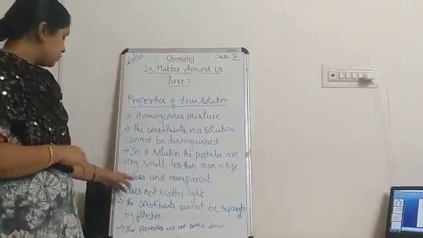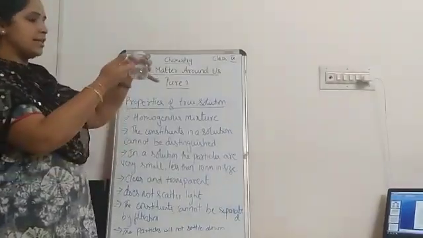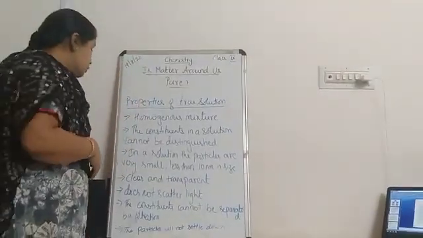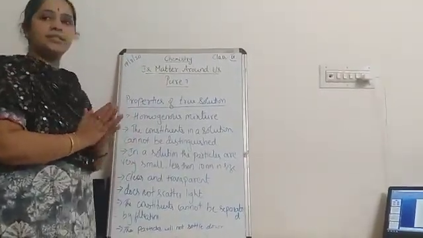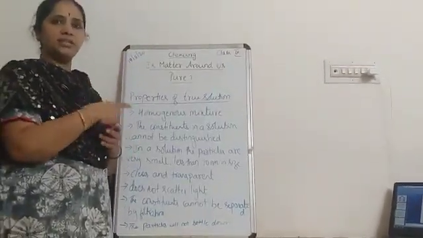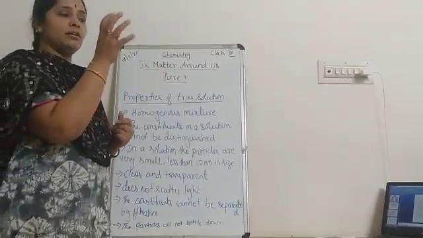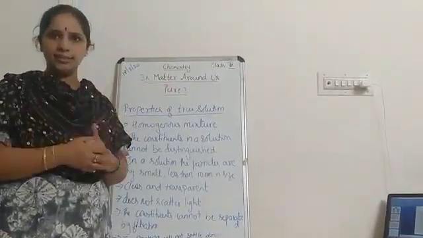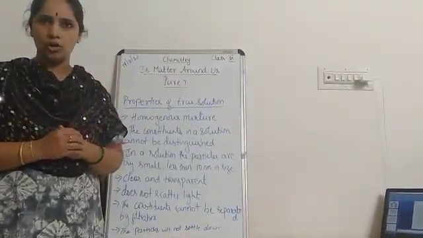Coming to the next one, as you can see, the solution is clear and transparent, so it does not scatter light. We will show the experiment, that is the diagram, in the online class next week when we teach you suspension and colloidal solution.